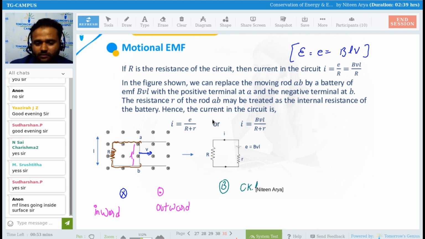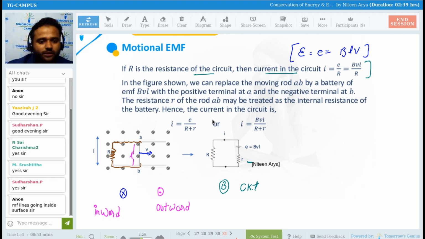So in this circuit, what is going to happen? Current I. If R is the resistance of the circuit, then the current in the circuit I equals E by R, EMF by resistance, or you can say potential by resistance, so I equals BLV by R. Clear?